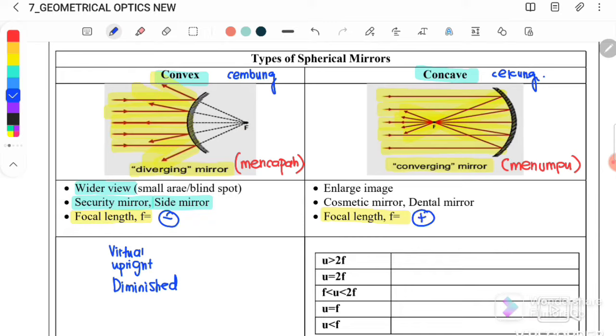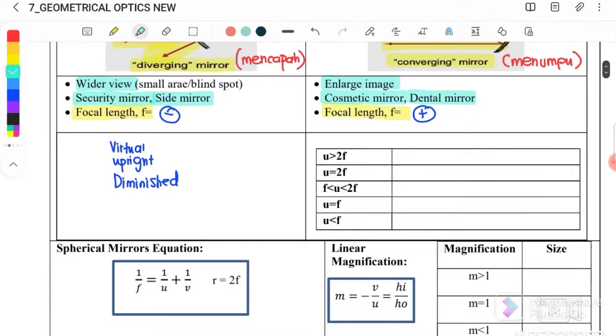This converging mirror will enlarge the image, and also it will focus on one point. For example, we usually use it as a cosmetic mirror, because it will focus on our face, where we have the pimples, or a dental mirror, which helps the dentist focus on our teeth. For the concave mirror, it depends on the situation.